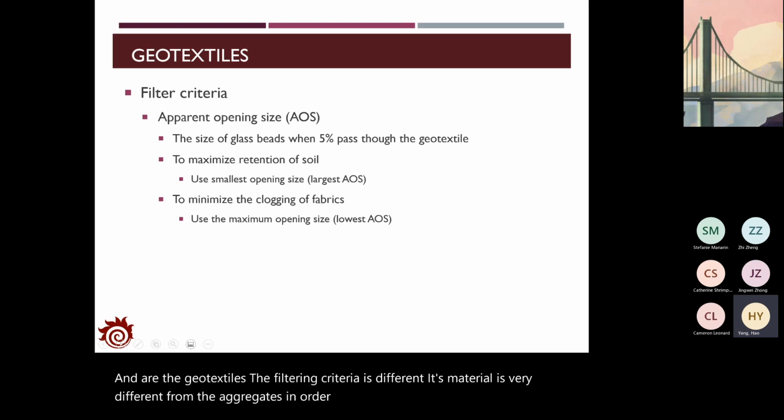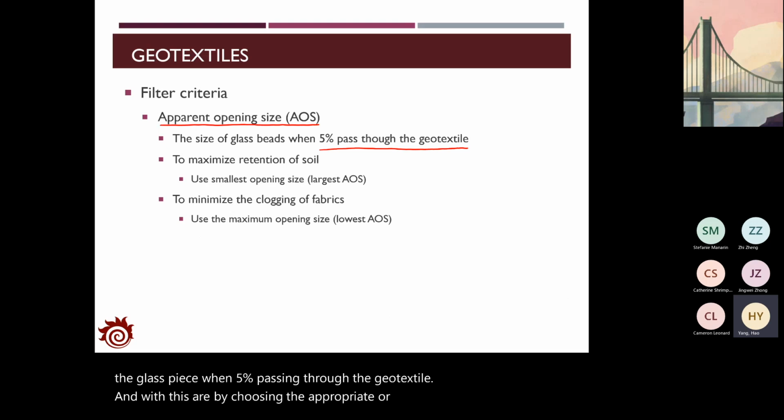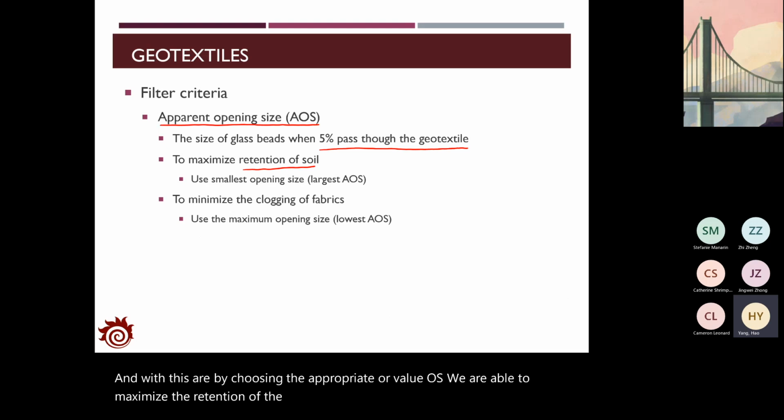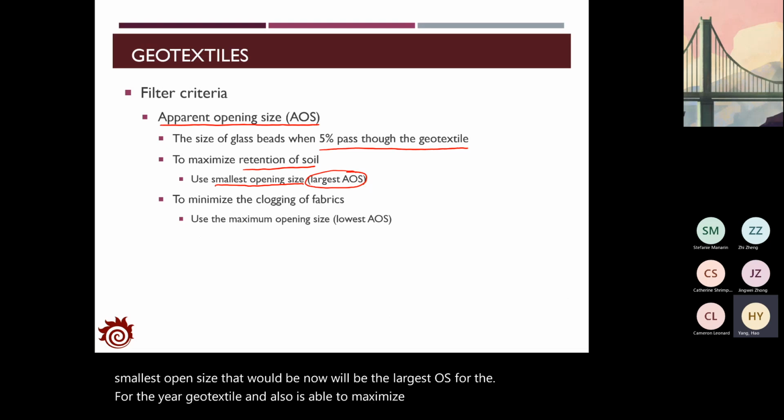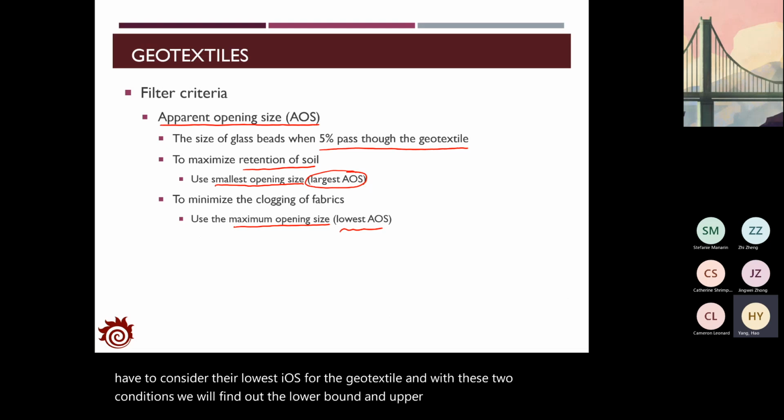In order to identify the appropriate geotextiles, we use the apparent opening size, AOS. This is the size of the glass beads when 5% pass through the geotextile. By choosing the appropriate value of AOS, we are able to maximize the retention of the soil, which is controlled by the smallest opening size. That will be the largest AOS for the geotextile, and it is also able to minimize the clogging of the fabrics. For that, we have to use the maximum opening size, which means we consider the lowest AOS for the geotextile. With these two conditions, we find the lower bound and the upper bound of the AOS for the geotextile.